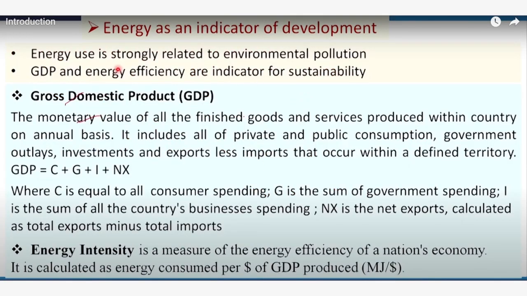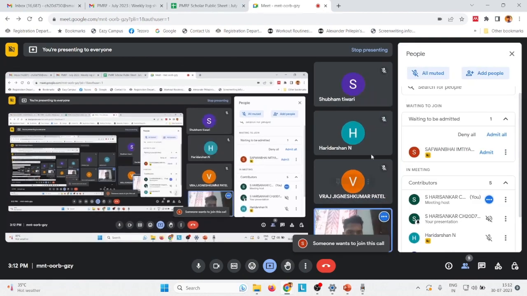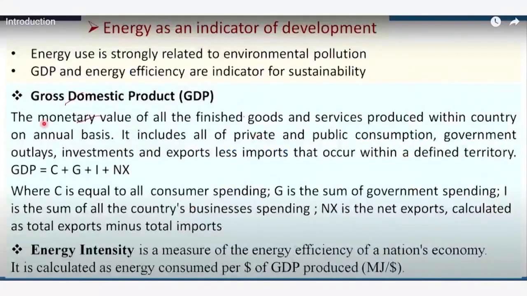Energy is strongly related to environmental pollution, and GDP and energy efficiency are indicators of sustainability. GDP is something you must have heard and learned about many times. GDP is the monetary value of finished goods and services produced within the country on an annual basis. Basically, GDP represents how a country is developing, and it takes into account all the goods and services which produce monetary value within a country. So energy and energy generation have a very strong relation with GDP.